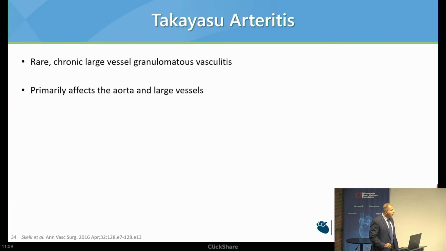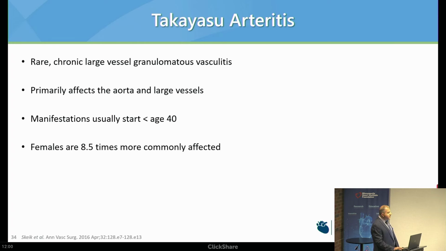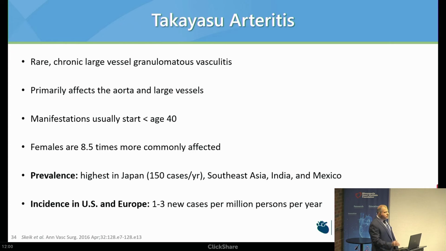It's a rare chronic large vessel vasculitis, mostly affecting the aorta and large vessels, and mostly affecting females younger than 40 years of age. As you see there, it's more prevalent in females. And we don't get to see a lot in the United States. It's more prevalent in Far East countries like Japan. So we see 1 to 3 cases per million in the States.